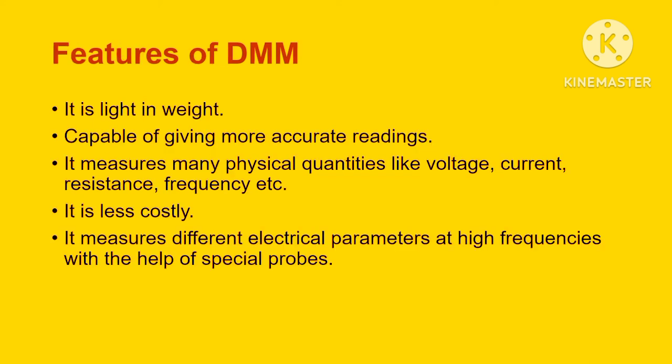Now which are the different features of DMM? First, it is light in weight. Second, it is capable of giving more accurate readings. Then next, it measures many physical quantities like voltage, current, resistance, frequency, etc. It is less costly and it measures the different electrical parameters at high frequencies with the help of special probes.